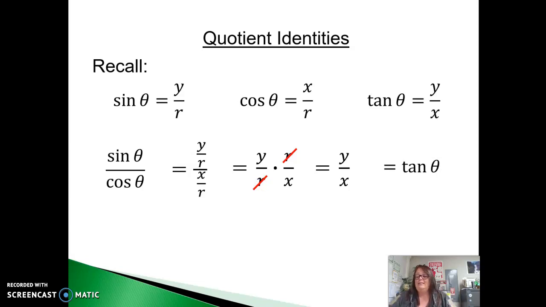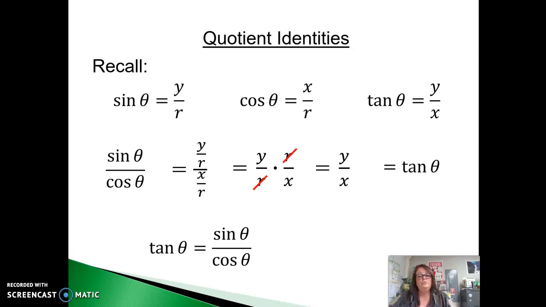So that means as long as tangent of theta is defined, meaning that cosine of theta isn't 0, then this identity is true every single time. Anytime I see tangent of theta, I can turn it into sine of theta over cosine theta. Or if I happen to see sine of theta over cosine theta, I can substitute that with tangent of theta.